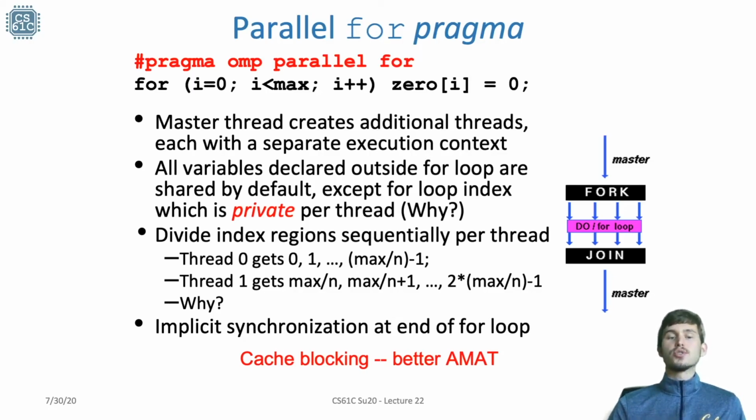Also, there is an implicit synchronization at the end of the loop. Once the loop completes, all the threads will join back up, so we can run our sequential master thread once again. Also, we implement cache blocking as it allows us to have much better AMAT.